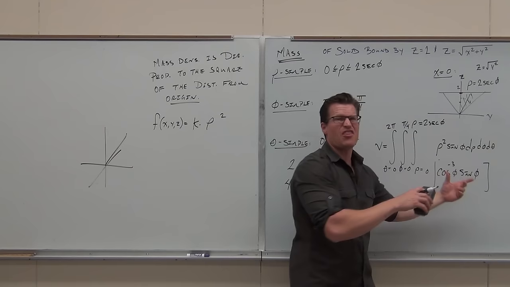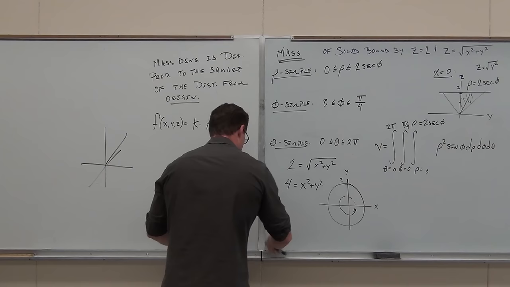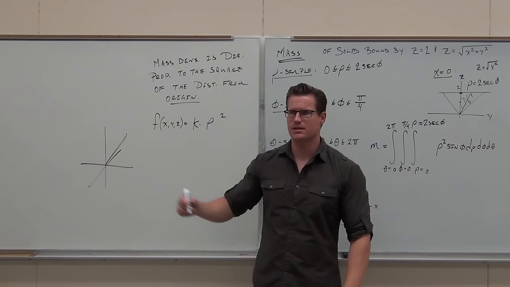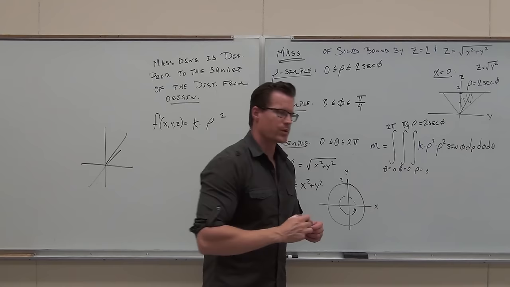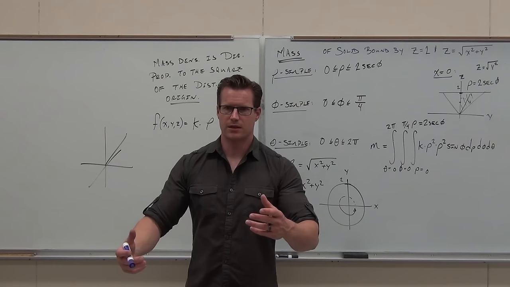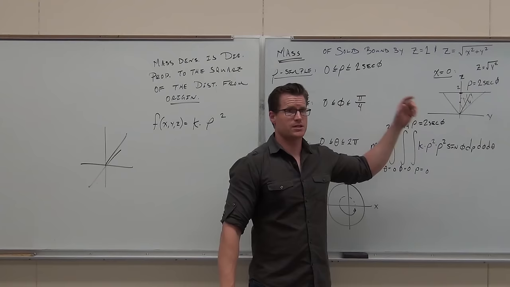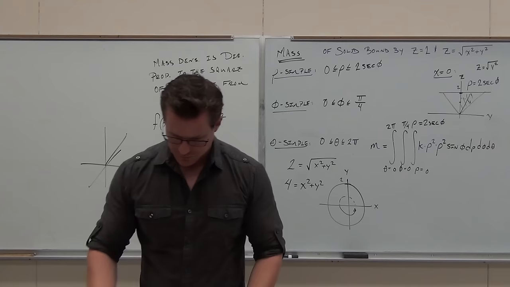But right here, if this gives volume, mass needs a mass density function, and an additional rho squared. Can you guys see that we perform this triple integral exactly the same way? You're just going to get a 1/5 rho to the fifth, plug in some stuff for that, but you're going to get a cosine to the negative fifth power. It's still a u-sub. Does that make sense?